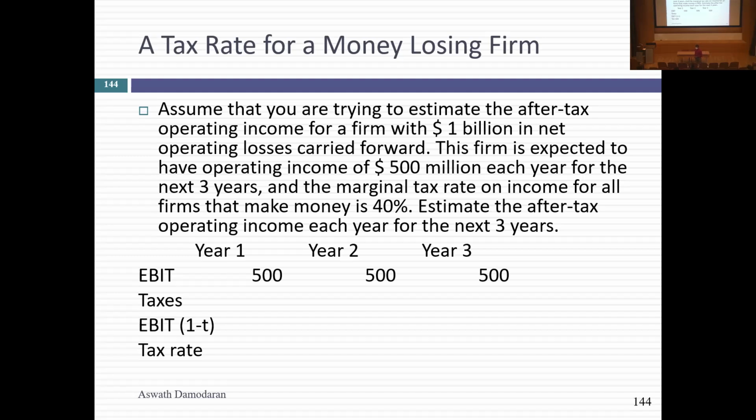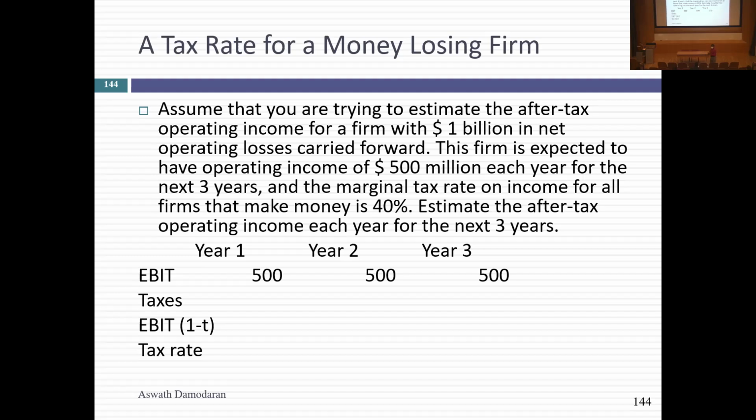So let's take an example. Let's suppose you have a company which has an NOL of $1 billion from losses in the past. It's expecting to make money going forward. In fact, it's expecting to make $500 million every year for the next 3 years. I've made them nice round numbers. You don't need a calculator to work this out. Given that they have $1 billion in NOLs leading into year one, let's assume the marginal tax rate is 40%. How much will they pay in taxes in year one?